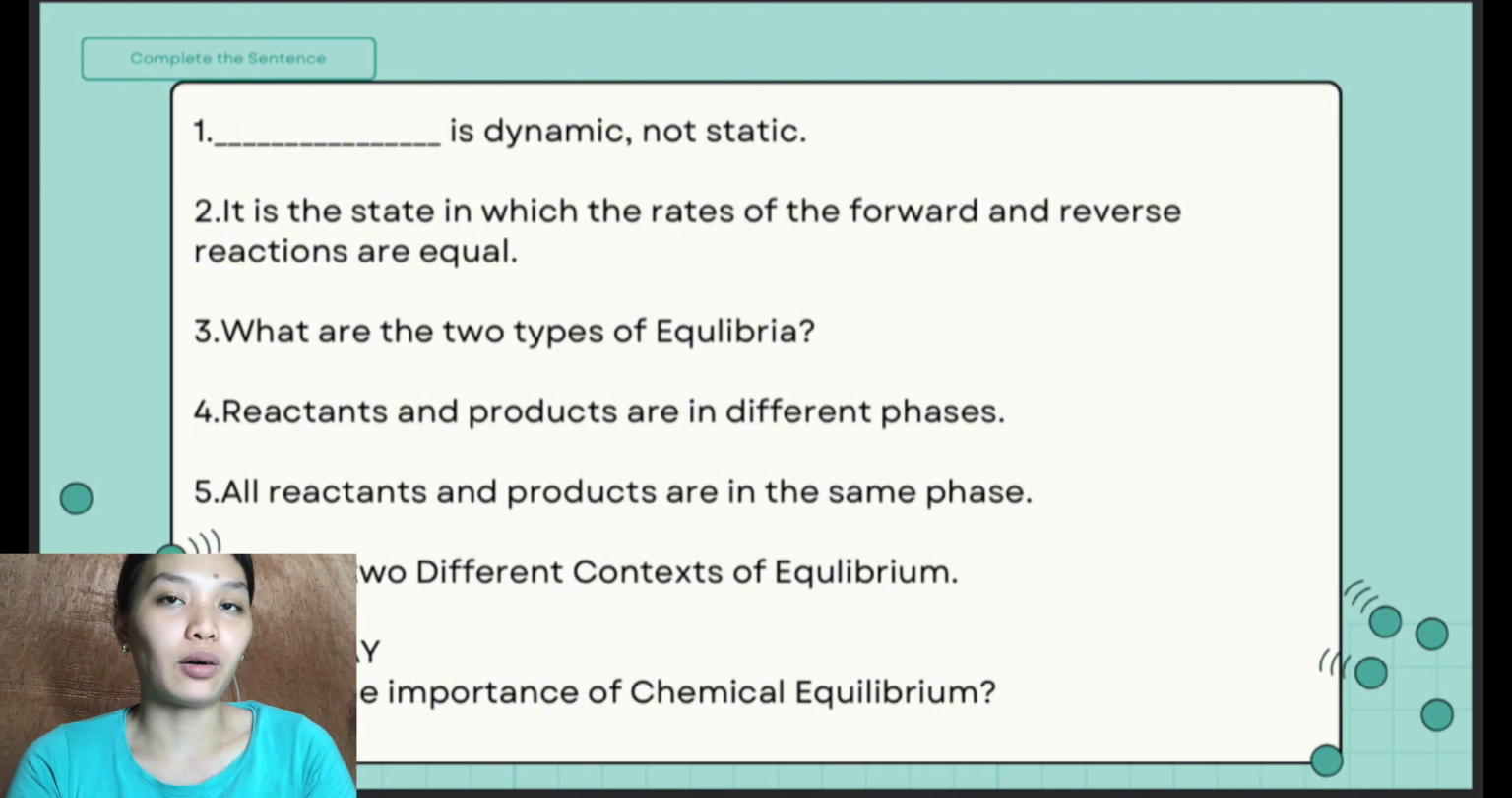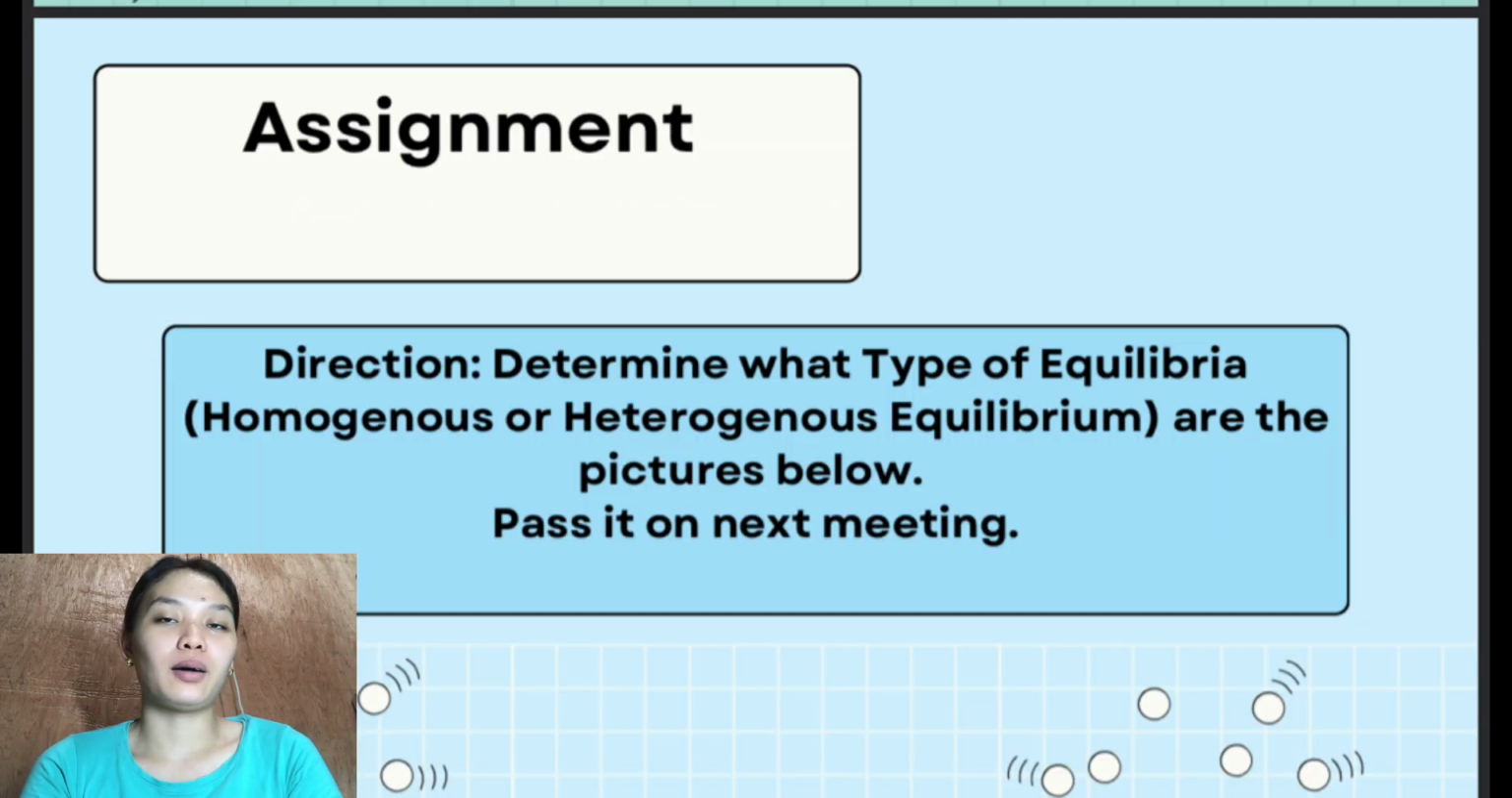Time starts now. Assignment: you're going to determine what type of equilibrium, homogeneous or heterogeneous, the pictures that I will show you below represent, and you're going to pass it on the next meeting.